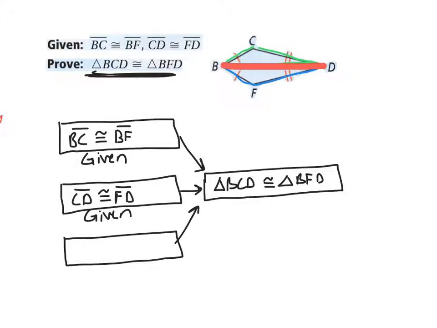Oops, let's not do that in red. Line segment BD is congruent to line segment BD. Again, that's the reflexive property. And so now that I know that three sides of the top triangle, triangle BCD, are congruent to the three sides of the bottom triangle, triangle BFD, I then know that those two triangles are congruent by side, side, side.